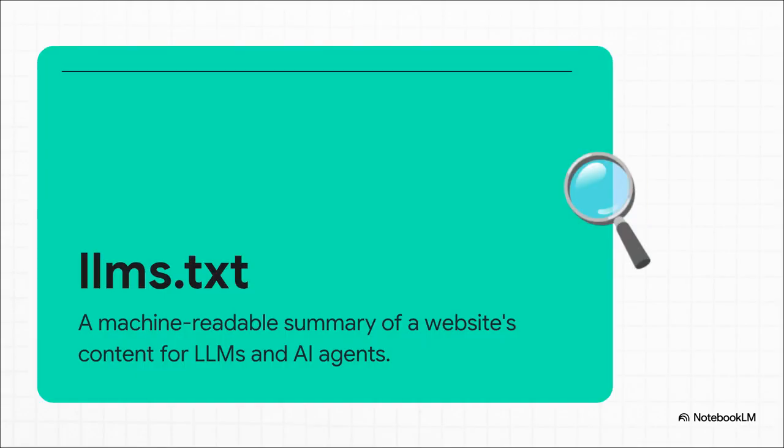But first, what actually is it? Well, think of llms.txt kind of like a robots.txt file, but tailor-made for large language models and AI agents to quickly ingest your site without having to parse through all your complex HTML, CSS, and JavaScript. Instead of just telling search engines where they aren't allowed to crawl, it provides a clean, machine-readable summary of your website's content. Sounds incredibly useful on paper, right? Well, let's see what the biggest search engine in the world thinks about it.